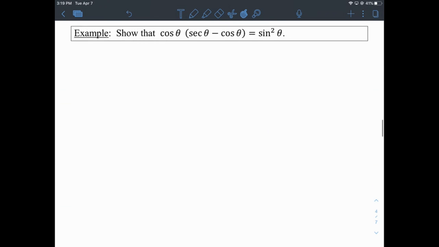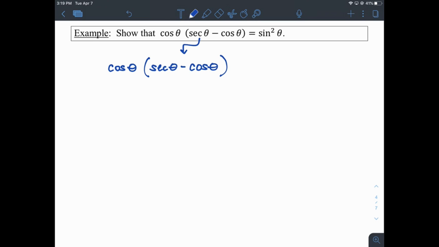Next up, so just lots of examples. The more we see, the more we practice, the better we get. So copying down, left-hand side: cosine theta, parentheses, secant theta minus cosine theta.